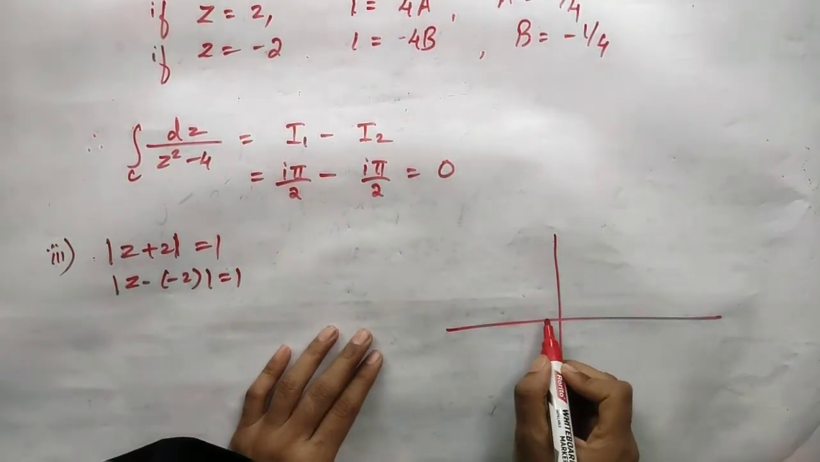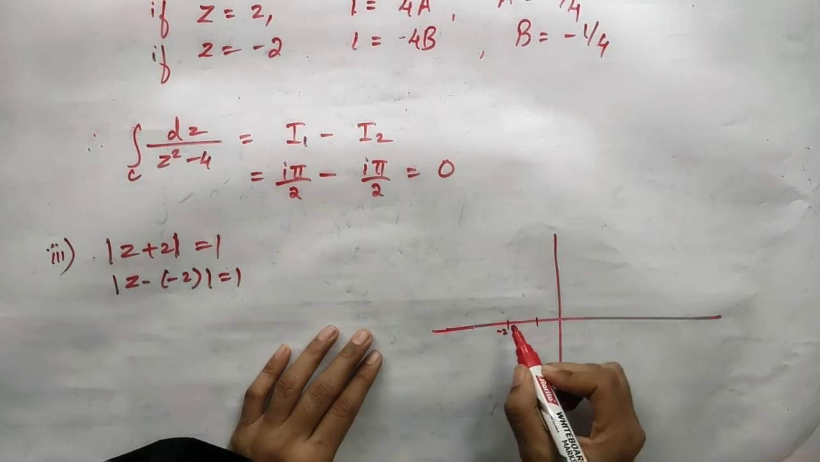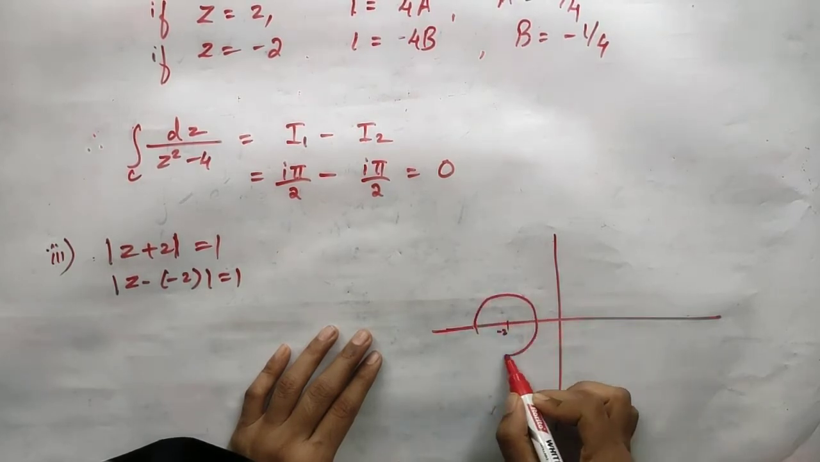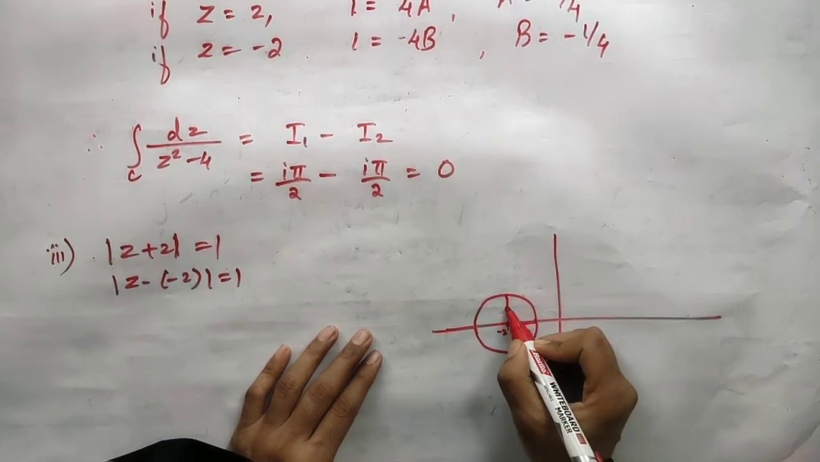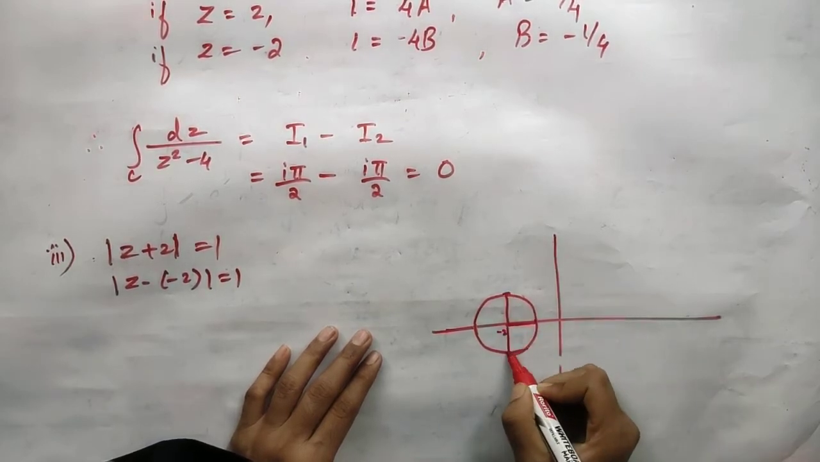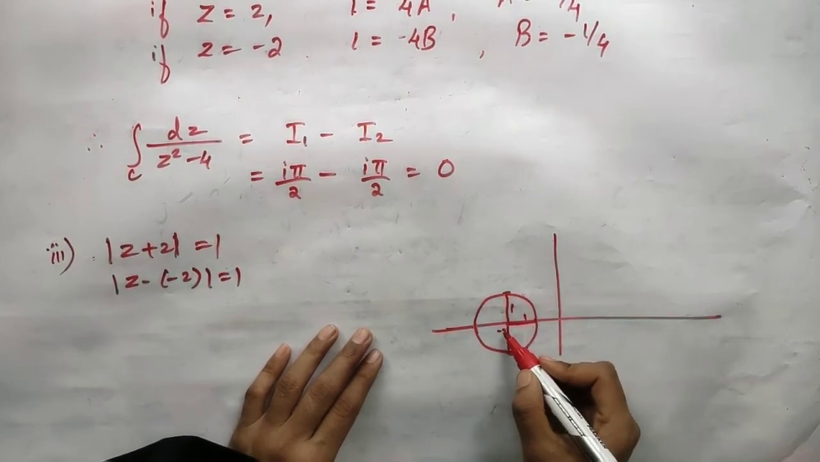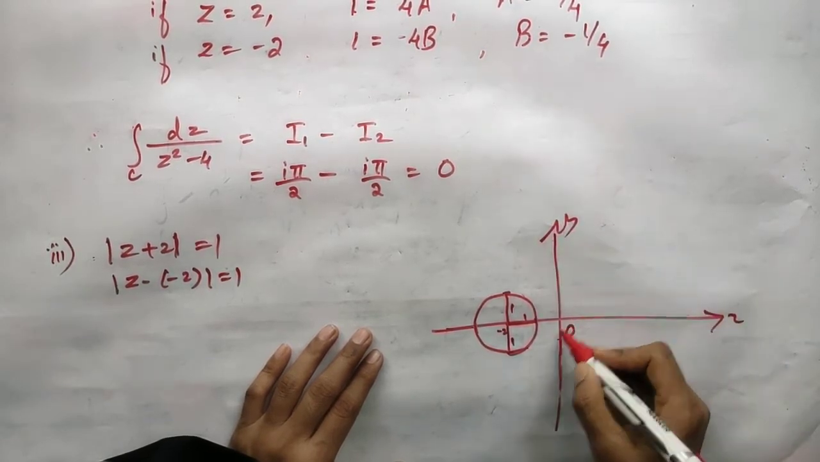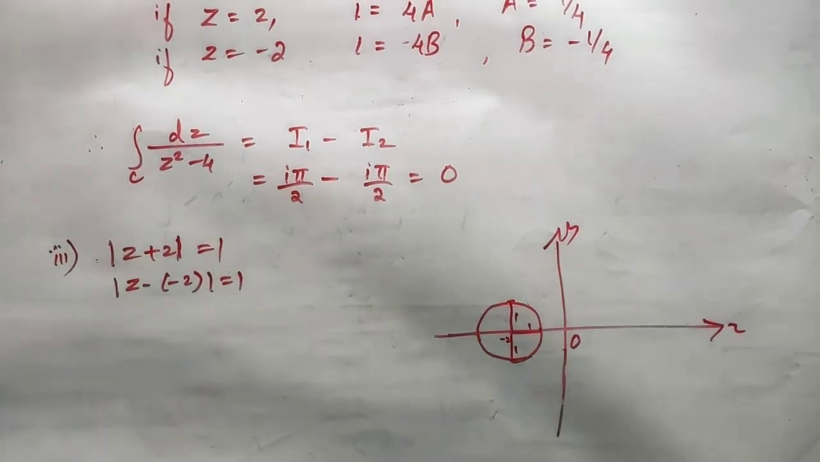This is minus 2, and the radius is 1 unit only. So the circle comes like this, the radius is 1 unit, this is also 1, this is also 1. The center is minus 2. You see the x-axis, y-axis, and the origin.